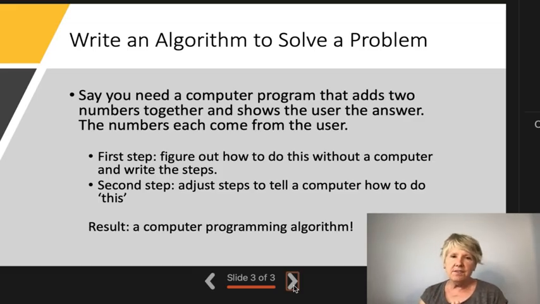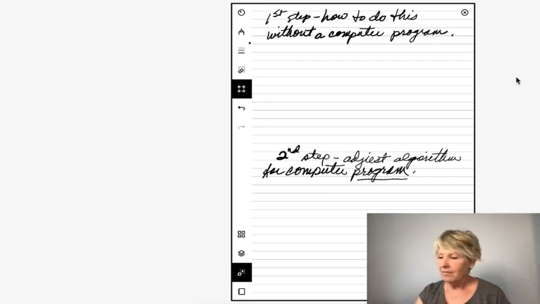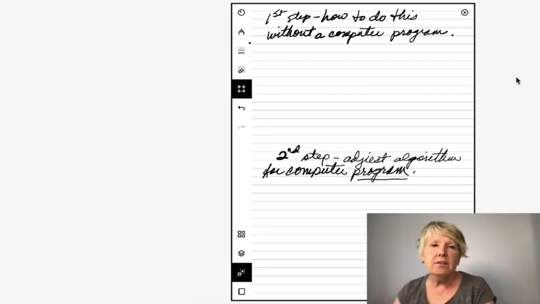Then you take those steps, sort of a rough draft of your algorithm, and you adjust it to tell a computer using programming how to do this, whatever the problem is. And the result is you have a programming algorithm you can then use to write the program. So let's go ahead and end this PowerPoint and go over here and write this algorithm.